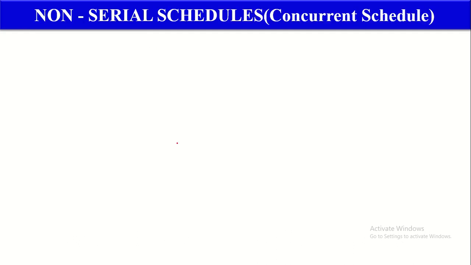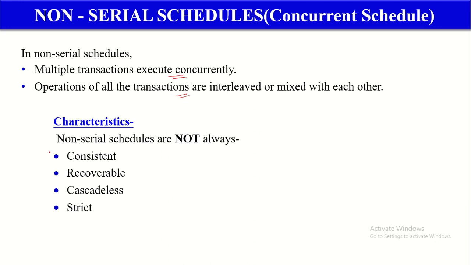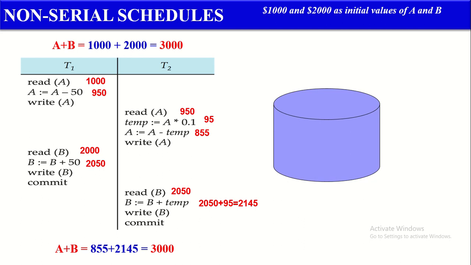Let us discuss now the non-serial schedule, which is also known as a concurrent schedule, in which multiple transactions execute concurrently and operations of all the transactions are interleaved or mixed with each other. As we already discussed, these non-serial schedules are not always consistent, recoverable, cascadeless, and strict. Sometimes it may be inconsistent also, so it needs to be detected. Let us discuss non-serial schedules with an example. Here you can notice that before the completion of T1, T2 is permitted to execute, right?